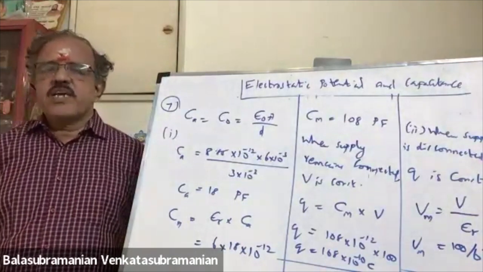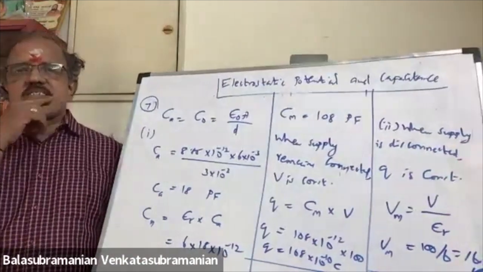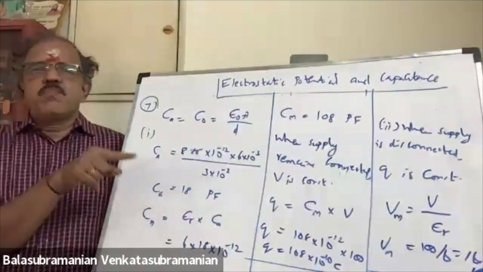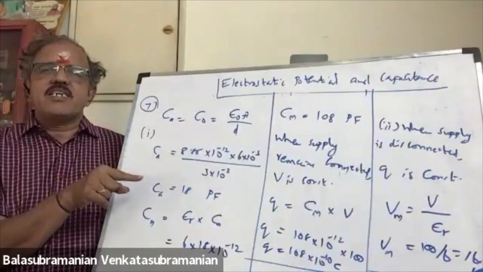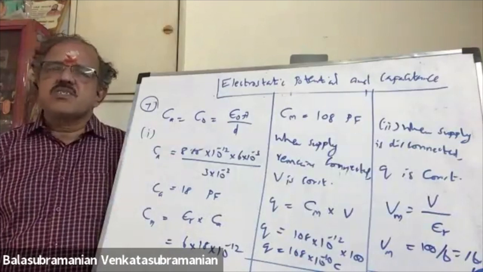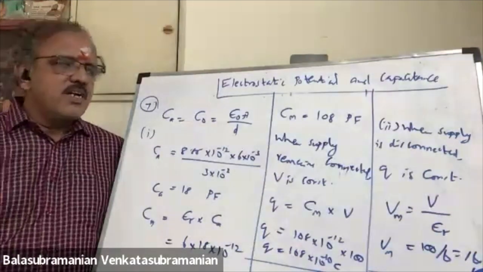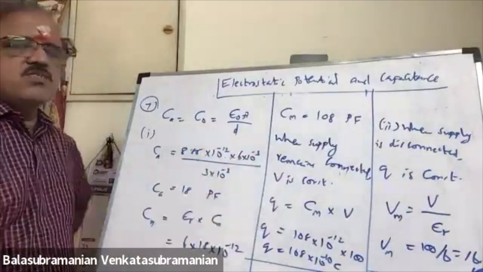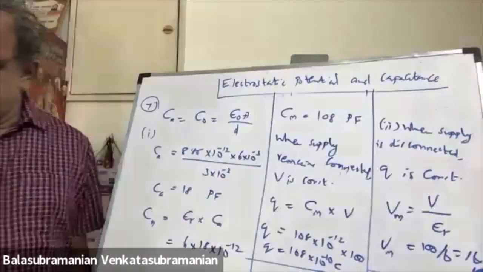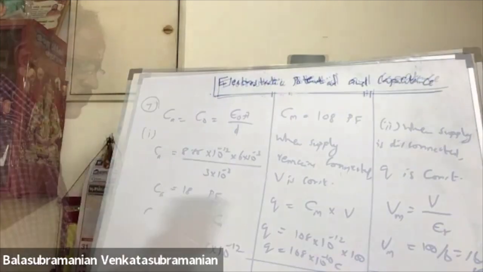Okay, so two cases we have studied. In one case the battery supply is permanently connected, so V is constant and you have to calculate the charge. In the other case the battery supply is disconnected, so Q is constant and you calculate the potential. Q is constant here, V is constant there. Excellent problem, the seventh one.